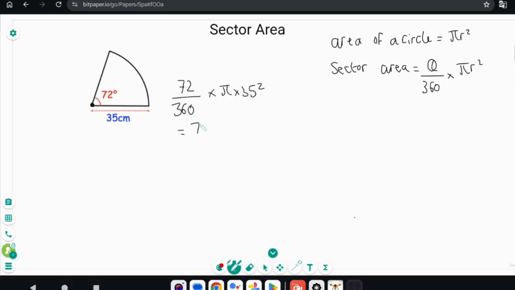Which is 769.7 to 1 dp. If you would have been asked in terms of pi, you would have worked out all of this, missing out your pi. So 72 over 360 times 35 squared, 245. So in terms of pi, your answer would be 245 pi.